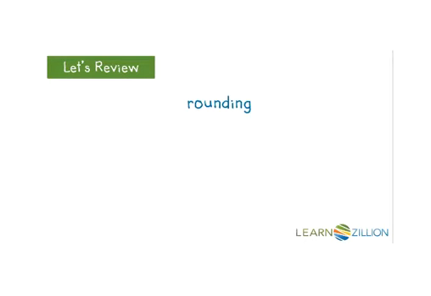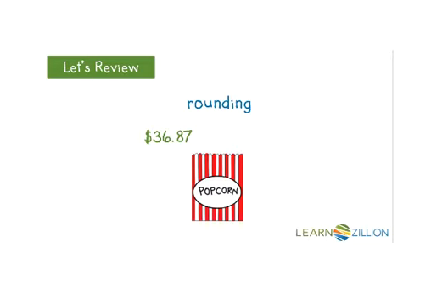Rounding means that we substitute a nice or friendly number that's close to our original number so we can calculate an answer or make decisions easier. For example, if it costs $36.87 to go to the movies, it would be easier to say $40 is needed to cover the cost. $40 is close to $36.87, but is an easier number to work with.